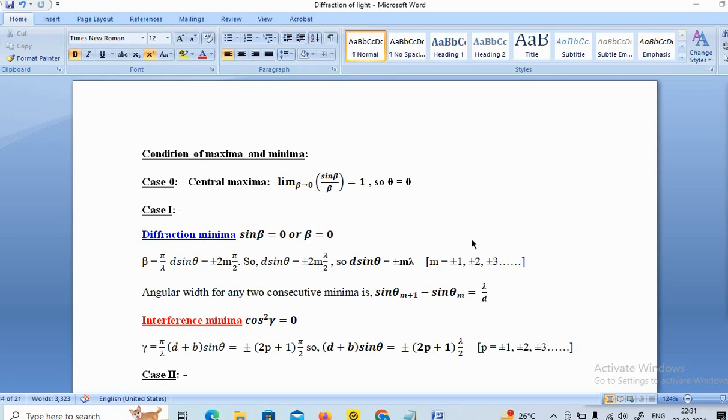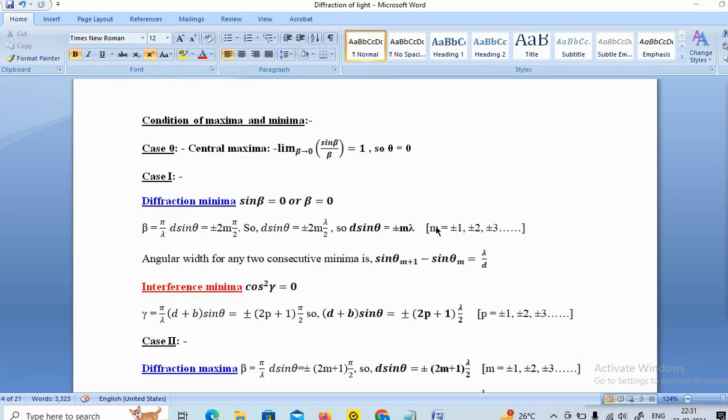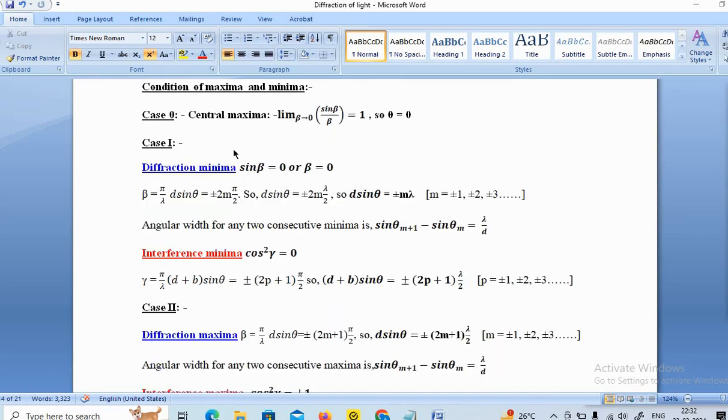There are two cases, diffraction and interference, and we have considered them separately. Case number 1: first we consider the minima for diffraction and also for interference. When sin beta is equal to 0, we have the case of diffraction minima. When sin beta is 0, the beta values are plus or minus 2m pi by 2, or m pi, where m is some integer value, plus or minus 1, 2.